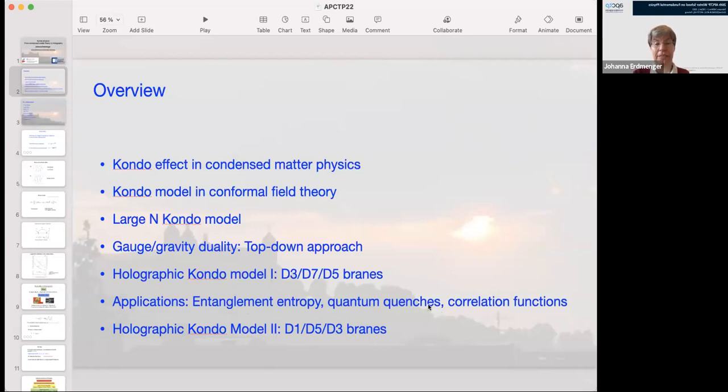And then at the very end, I'm also going to discuss another Kondo model, which is based on the D1-D5 brane system. That has a lot of technical advantages, but so far we haven't used it so much to actually do physics with it, but it's still a very interesting construction. And that's more recent, it's from 2020. So I'm going to introduce that one to you as well.